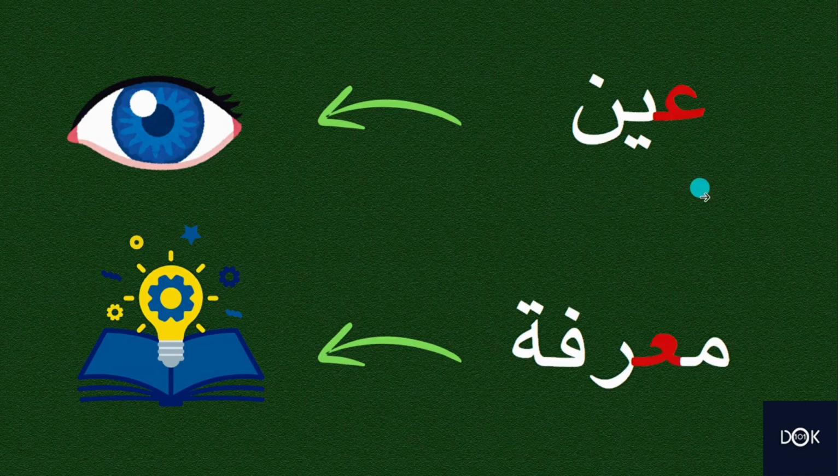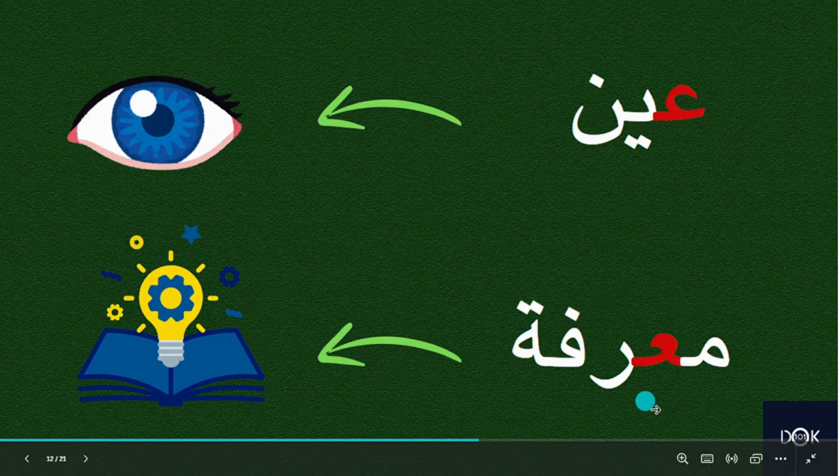The first example is ayn, which means eye. One eye is called ayn. We see that ayn is connected to the letter after it. The next word is ma'rifa, which means knowledge or knowing something. Ma'rifa. Ayn here is connected to the letter before it as well as the letter after it, just like the letters ta and tha that we learned today in this lesson. And we're done with ayn.